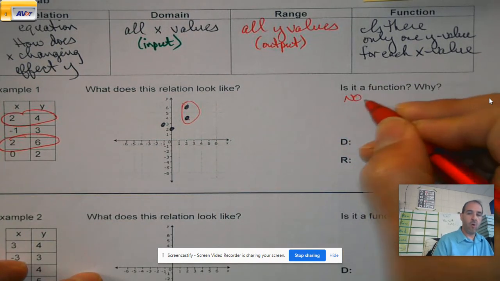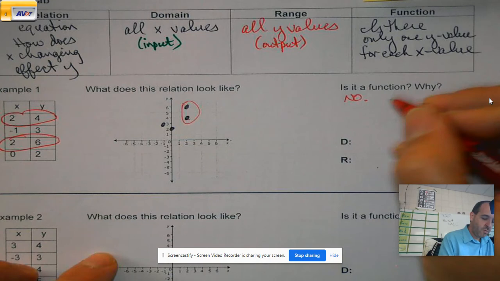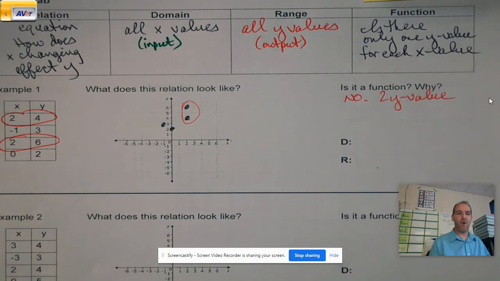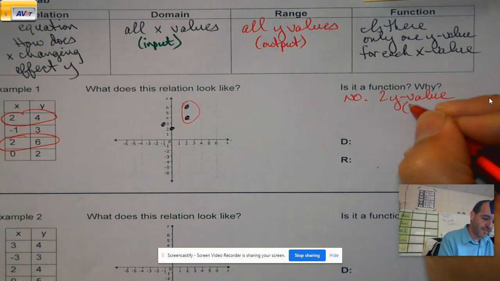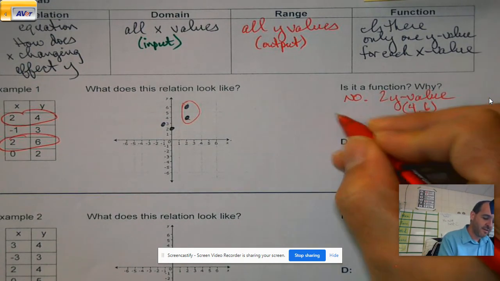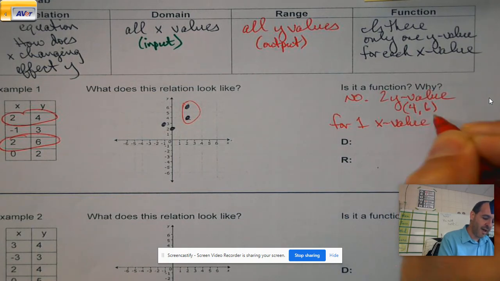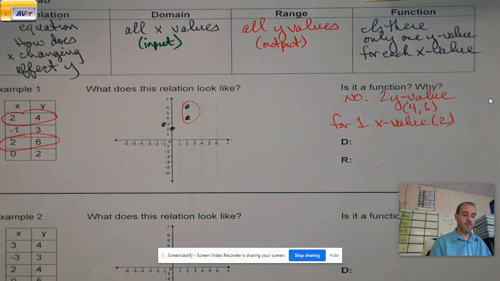So, no, we have 2 y values, and I'm actually going to write them out in the example so we can remind us of what this is. 4 and 6 for 1 x value, 2. Never can have 2 y's for the same x. That is not a function, okay? We call that 1-to-1 for a reason. 1y, 1x, okay? And go from there.